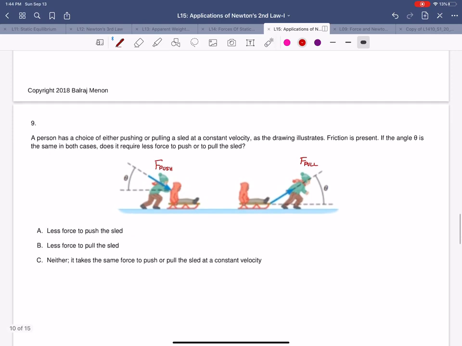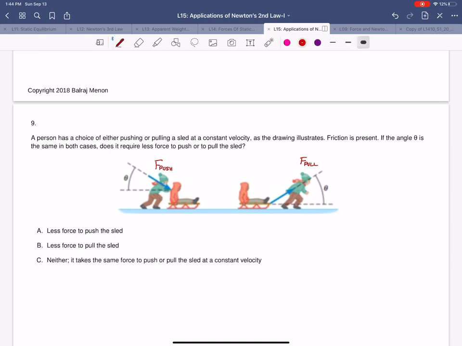Another consequence of the frictional force being dependent on the normal force is this situation here. You've got a person who has the option of either pushing on a sled or pulling on the sled, so that the sled moves at some constant velocity. The question is, if the angle theta is the same, does it require less force to push or to pull the sled? Which is going to be easier if you want to move the sled at a constant velocity?